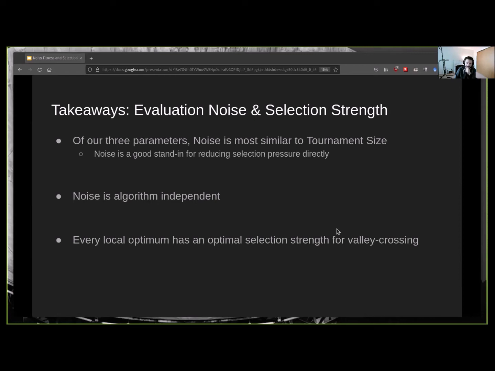So just to summarize, of the 3 parameters, noise is the most similar to tournament size in its behavior, which means that noise is a rather good stand-in for selection strength. Also, noise is algorithm independent, so you can apply noise to any evolutionary algorithm, regardless of whether it's using tournament selection or lexicase or fitness proportional or anything like that. And finally, we see that every landscape topology has an optimum selection strength for valley crossing. So from an engineering perspective, that becomes rather interesting.